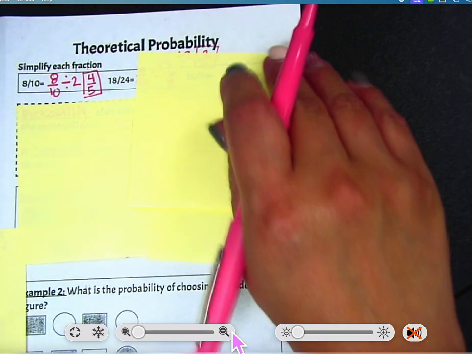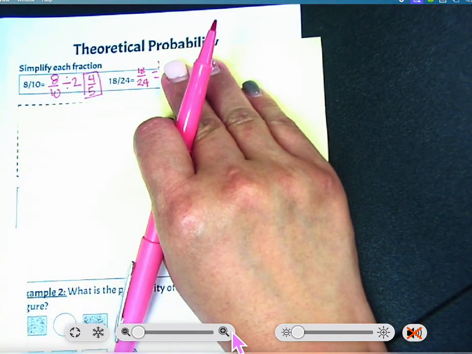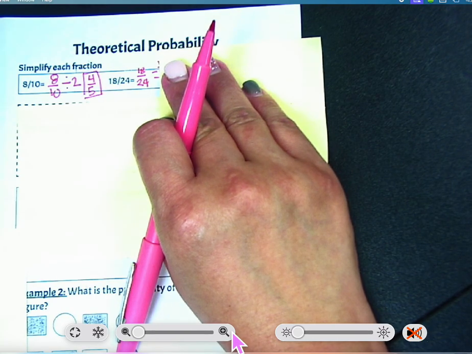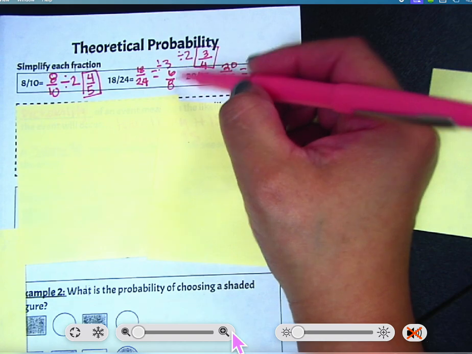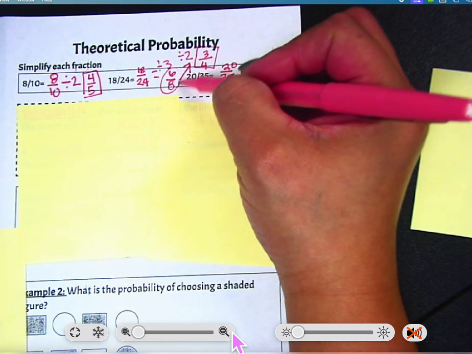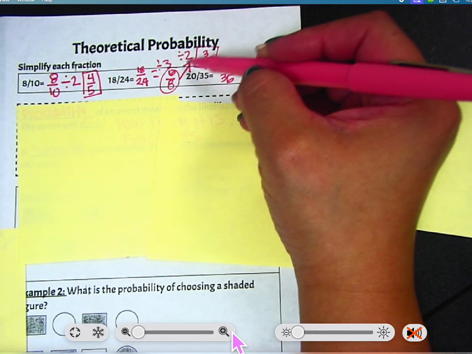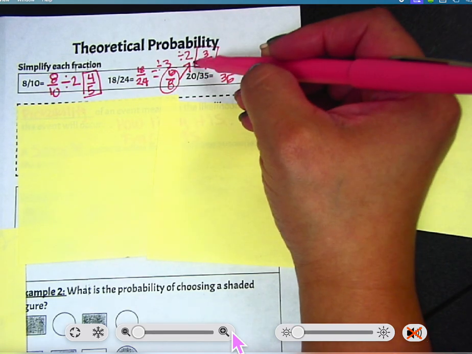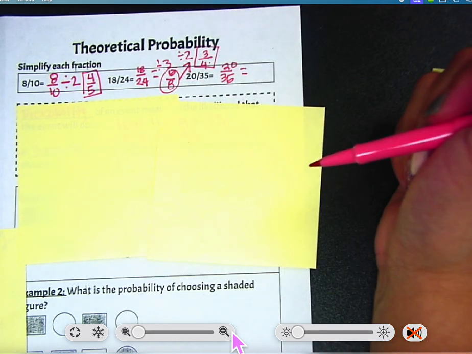I'm going to rewrite the 18 over 24 in fraction form. Then I know I can divide both by 3 evenly, and that's where I get the 6 out of 8. I kind of ran out of space, so I had to do it up here. I know this is divisible by 2, so I'm going to divide it by 2. So 6 divided by 2 is 3, 8 divided by 2 is 4. So my simplest term for this one is 3 out of 4.